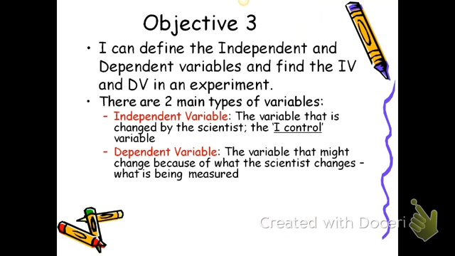The other variable is called a dependent variable because it depends on what you do to the independent variable. The dependent variable is the thing that you measure. So the independent variable is the thing that you change. The dependent variable is the thing that you measure. Okay? All right, go ahead and pause this slide and take down your objective 3 notes.